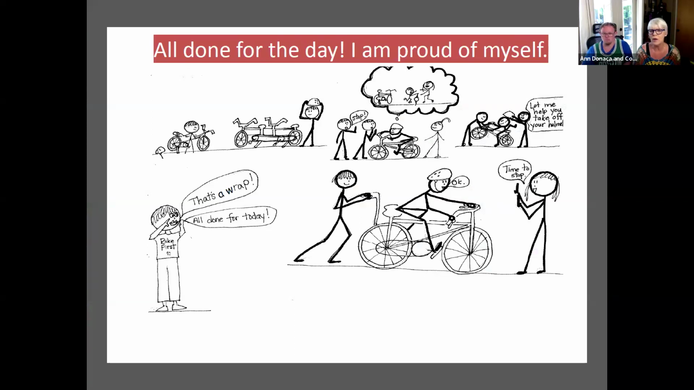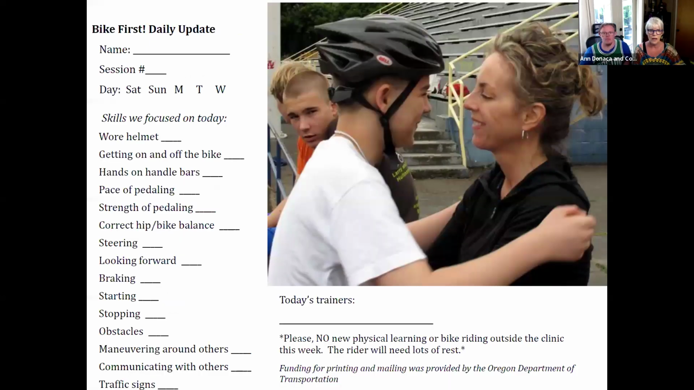We have a rule, an agreement that families sign, that there can be no new physical learning during our camp. So they can play basketball, but they cannot take basketball lessons. They can go swimming, but they can't take swimming lessons, because we want their central nervous system and everything inside to be processing the skills that they have learned during camp. This is part of our assessment and documentation.